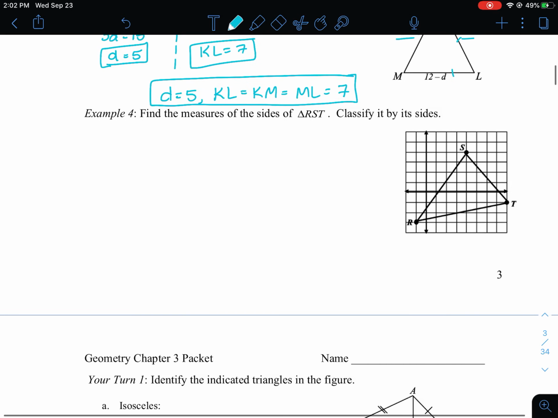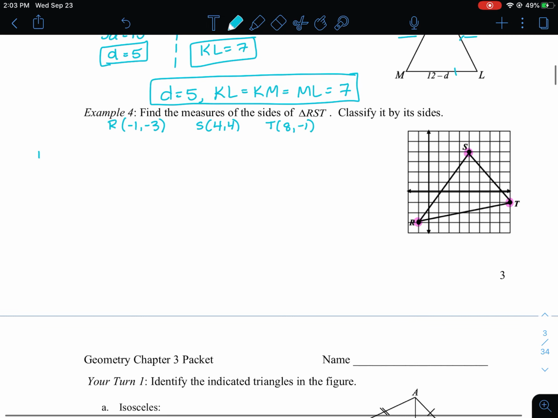Now for our last example, it says find the measures of sides of triangle RST and then classify it by its sides. So this is the fun one, anytime they put them on a coordinate plane, we're going to have to do distance formula. All right, so I'm going to write the ordered pairs down. The ordered pair for R is (-1, -3). The ordered pair for S is (4, 4). And the ordered pair for T is (8, -1).